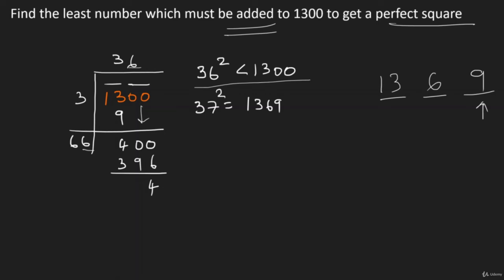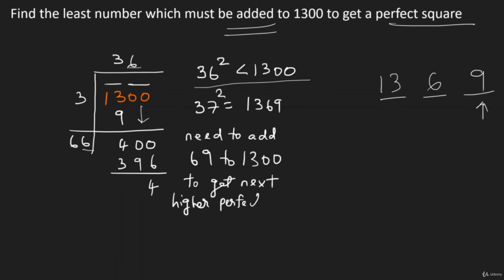So therefore, you need to add 69 to 1300 to get to the next higher perfect square. And if you wanted to subtract from 1300 to get to a perfect square, you would have to subtract 4, which is the remainder we are getting over here.